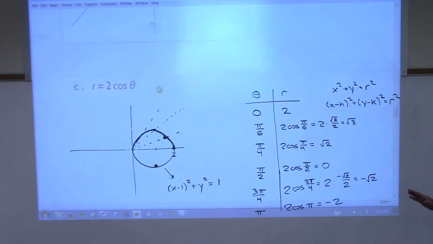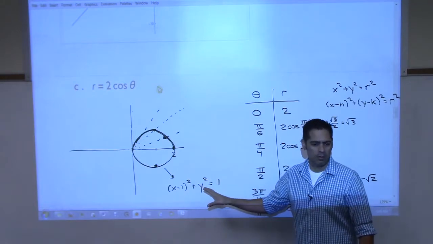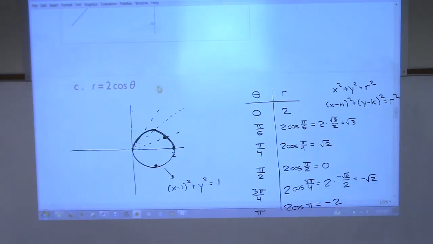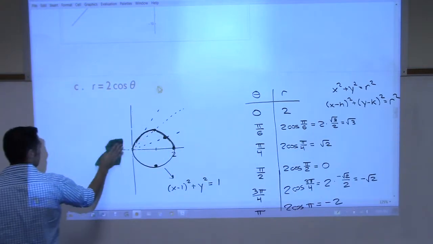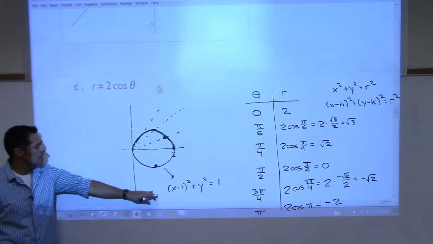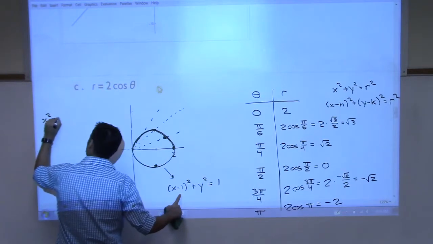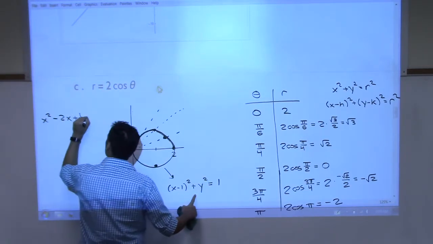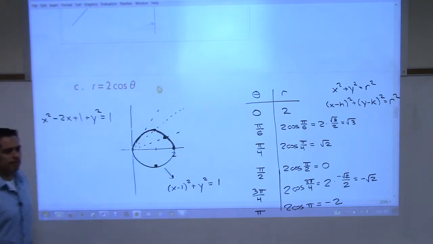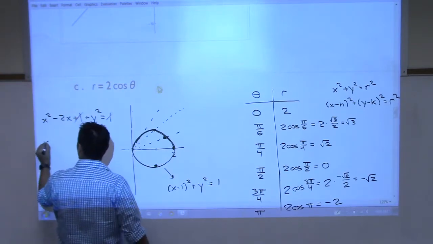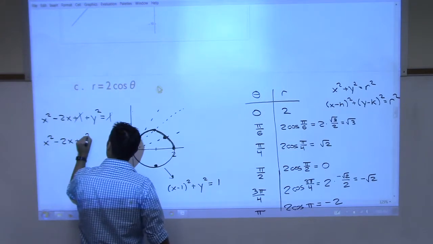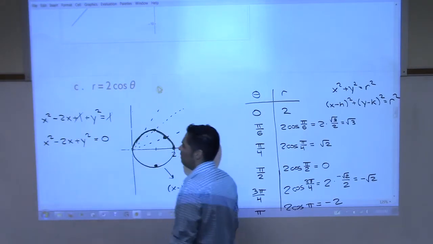Now the reason I'm showing this to you is because there should be a way to go from Cartesian to polar. Like if somebody gave you this circle, could you convert it to polar? So let me show you how that's done. I know in Cal 3 we do this. Everyone understand that's the Cartesian equation of that circle? So I'm just going to expand out this side. This is x squared minus 2x plus 1 plus y squared equals 1. Do you agree with that? Then cancel out your 1's. Subtract 1 from both sides. So you get x squared minus 2x plus y squared equals 0, right?